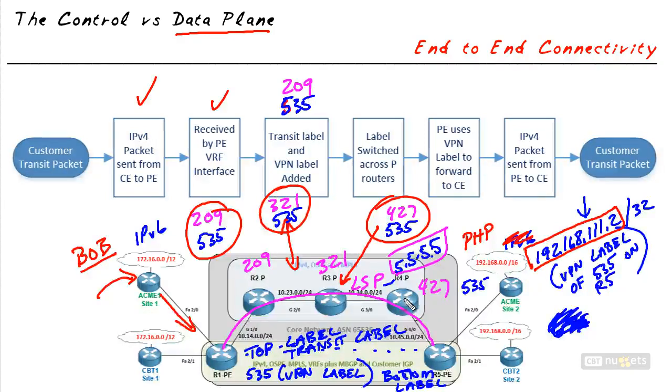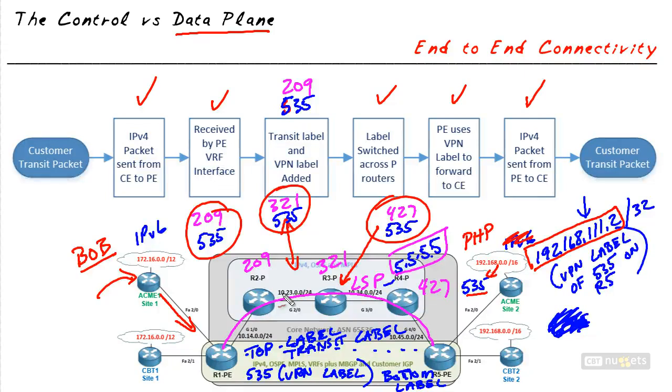And then R4, the router before the end of the LSP to 5555, pops off the very top label and just leaves the bottom VPN label of 535. And that's the label switching across the P routers. And then when R5 receives it, he has that VPN label that's left of 535, says, oh, I know exactly what to do with this, and it can go ahead and forward that packet out to the Acme Site 2 router. And that is the data plane that we're going to follow when using MPLS Layer 3 VPNs.